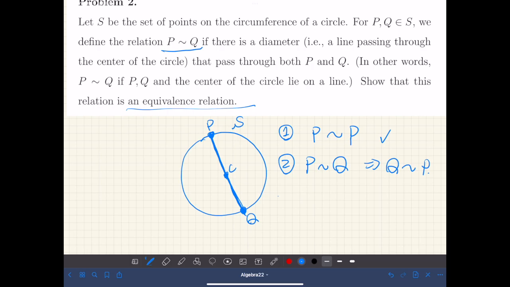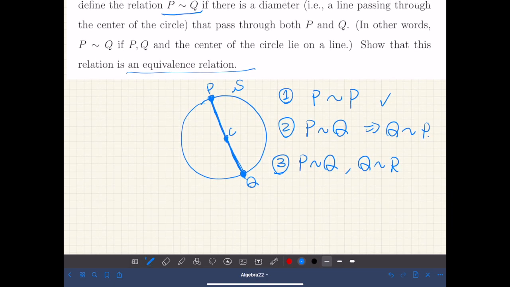Now suppose P is related to Q and Q is related to R, say. Then if P is related to Q, they are on the same line that passes through the center. And Q is related to R, then R is either equal to P or Q. So this may be R or this may be R. Therefore P is related to R.